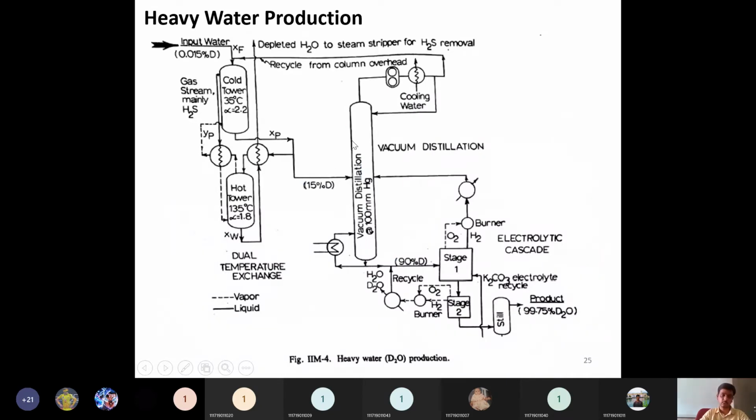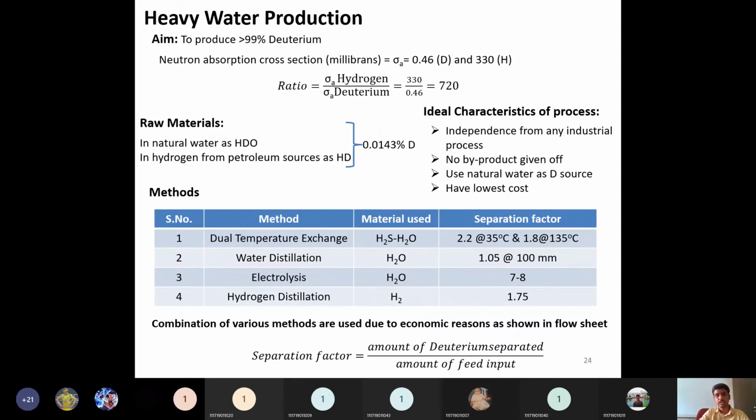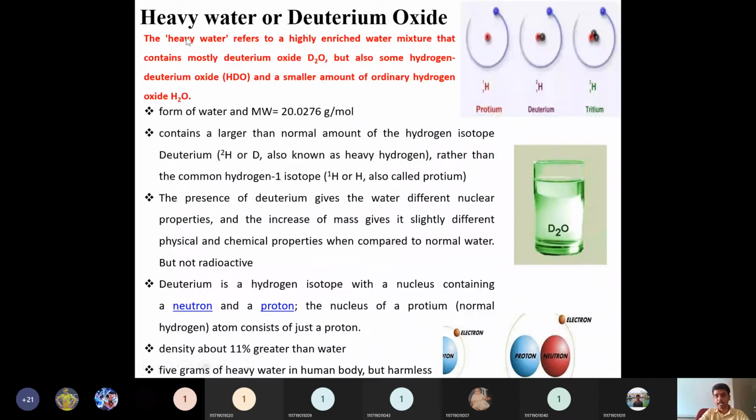They ask this question many times: explain in detail, along with the flow sheet, how to produce heavy water, what the major engineering problems involved are, and what the advantages of heavy water are compared to normal water. Whenever they ask such a question, you first have to define what heavy water is and what the various isotopic forms of hydrogen are. Heavy water is an enriched form of water containing a large amount of deuterium. Deuterium is an isotopic form of hydrogen. There are three isotopic forms of hydrogen.